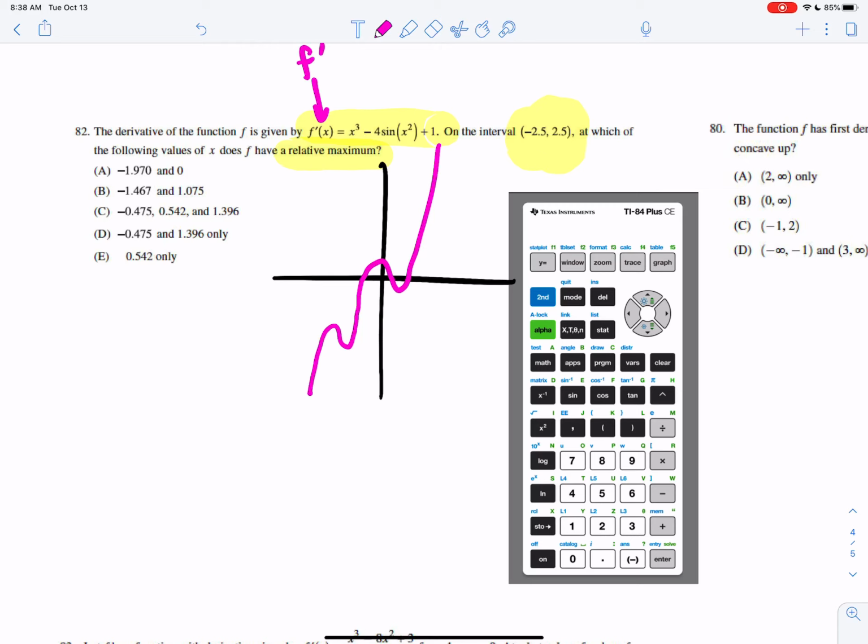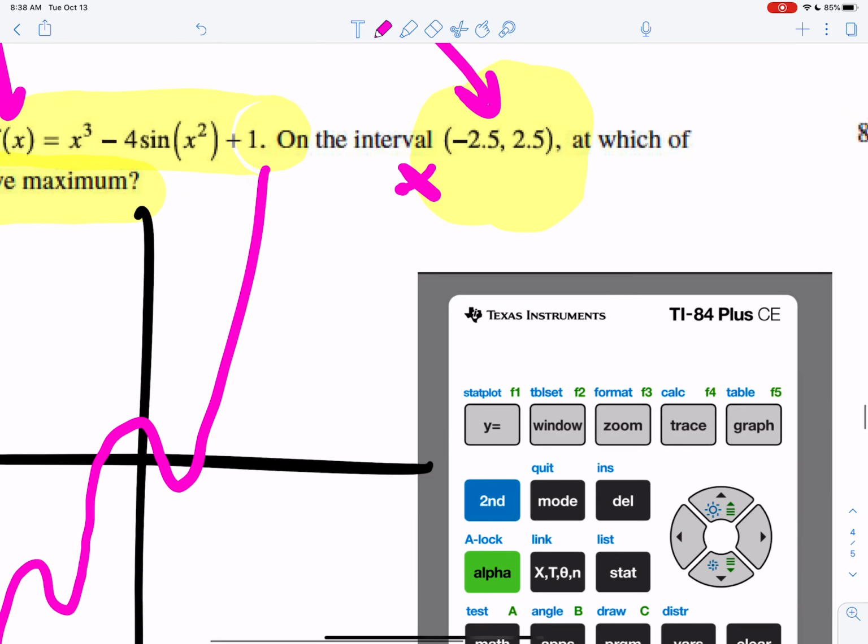Now, they tell you where to focus. This interval right here. Okay? Negative 2.5 and 2.5. That is the x value here. That's pretty much saying change your x min to negative 2.5 and change your x max to 2.5.